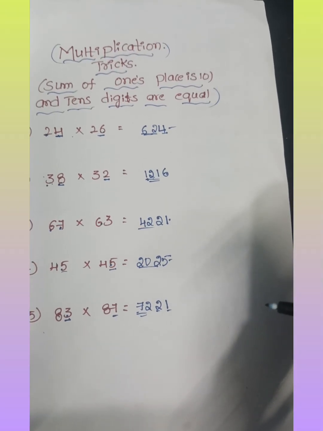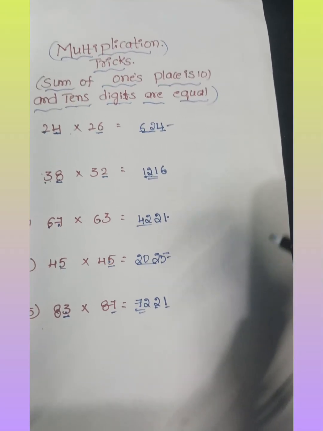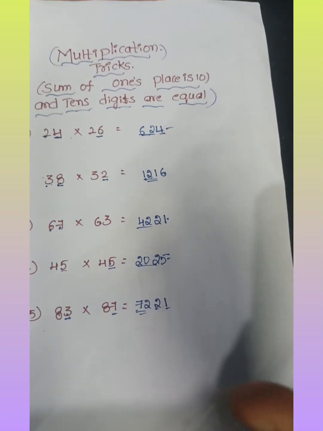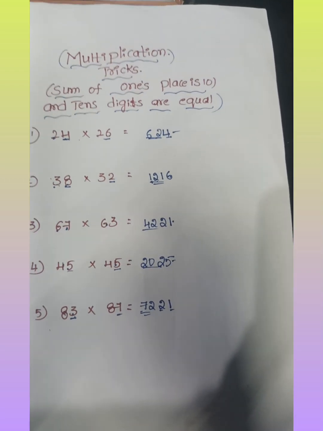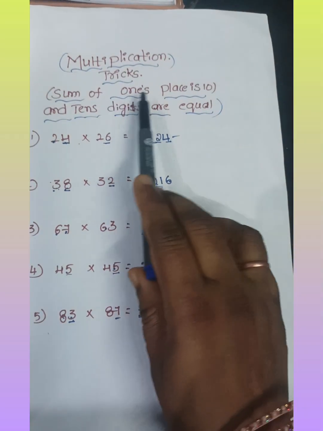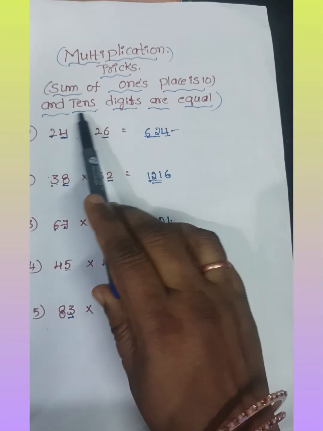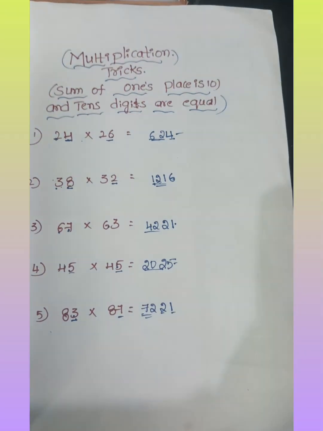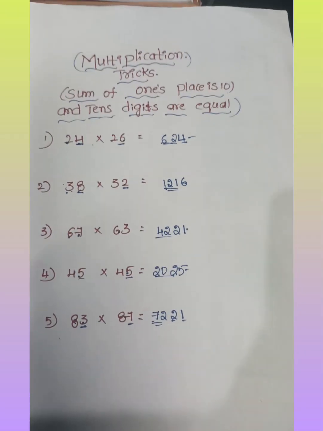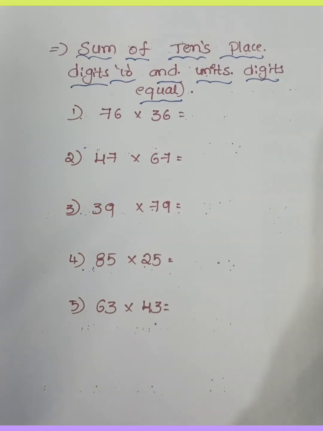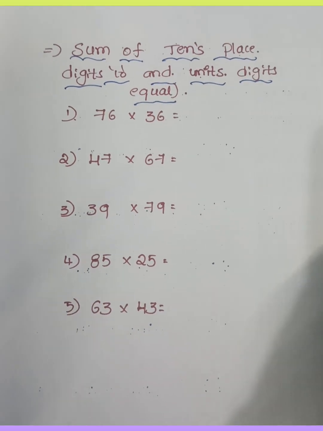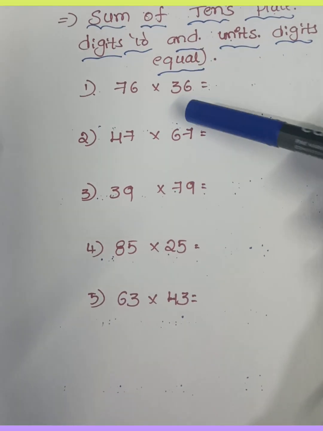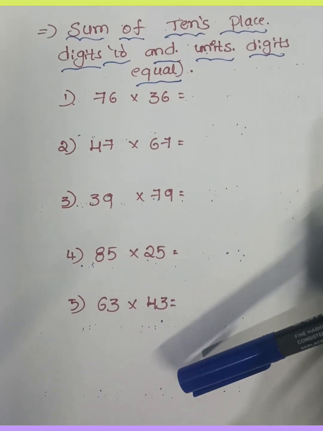If you practice these problems, you can do them within seconds without using pen and paper. But this technique is applicable only when the sum of the ones place digits is 10 and the tens digits are equal. Then only this technique is applicable. And I will show you one more interesting technique with respect to multiplication. Even these numbers can be done within 2 seconds.